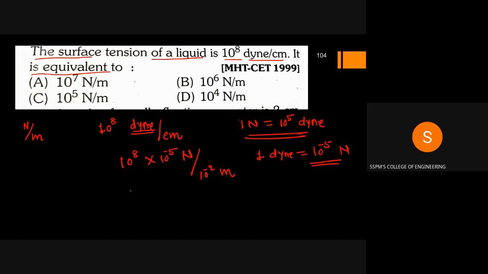Okay. So from this we will get the answer: 10 to the power 8 into, this is minus 5 and minus 2. So the remaining is 10 to the power 3, and this is equal to 10 raised to 5 Newton per meter. Okay. So the correct answer is option C. 10 to the power 8 dyne per centimeter means 10 to the power 5 Newton per meter.